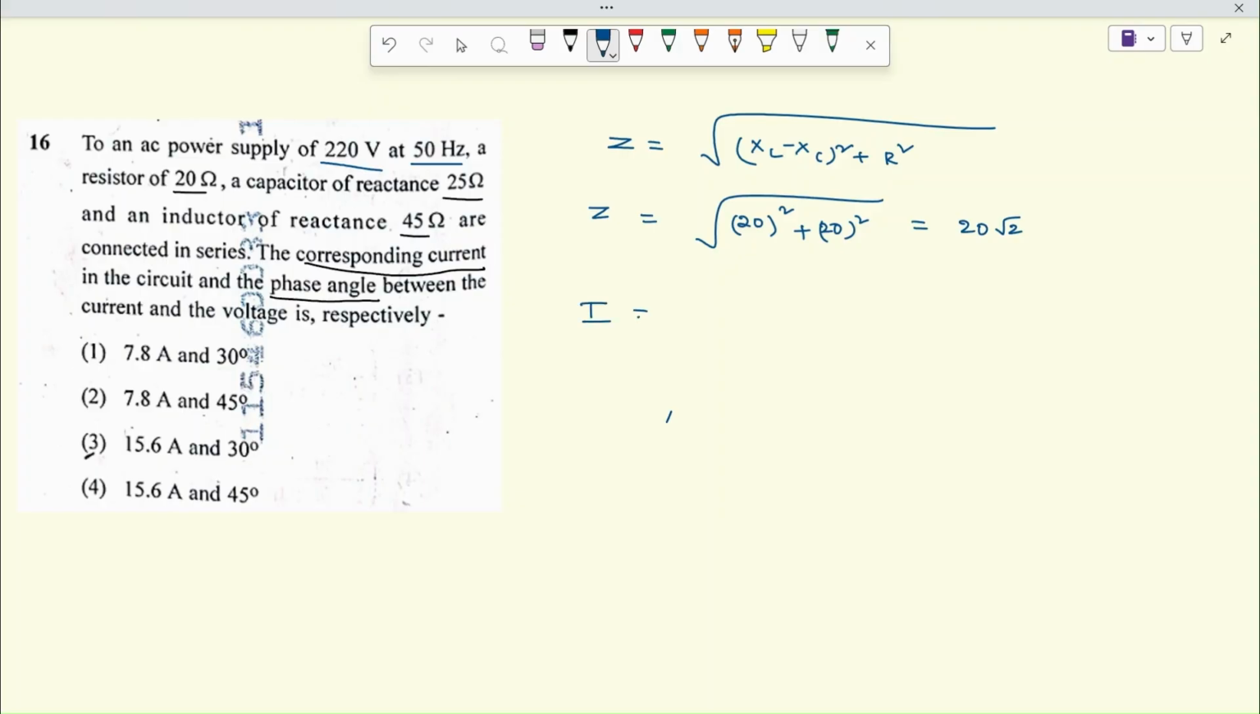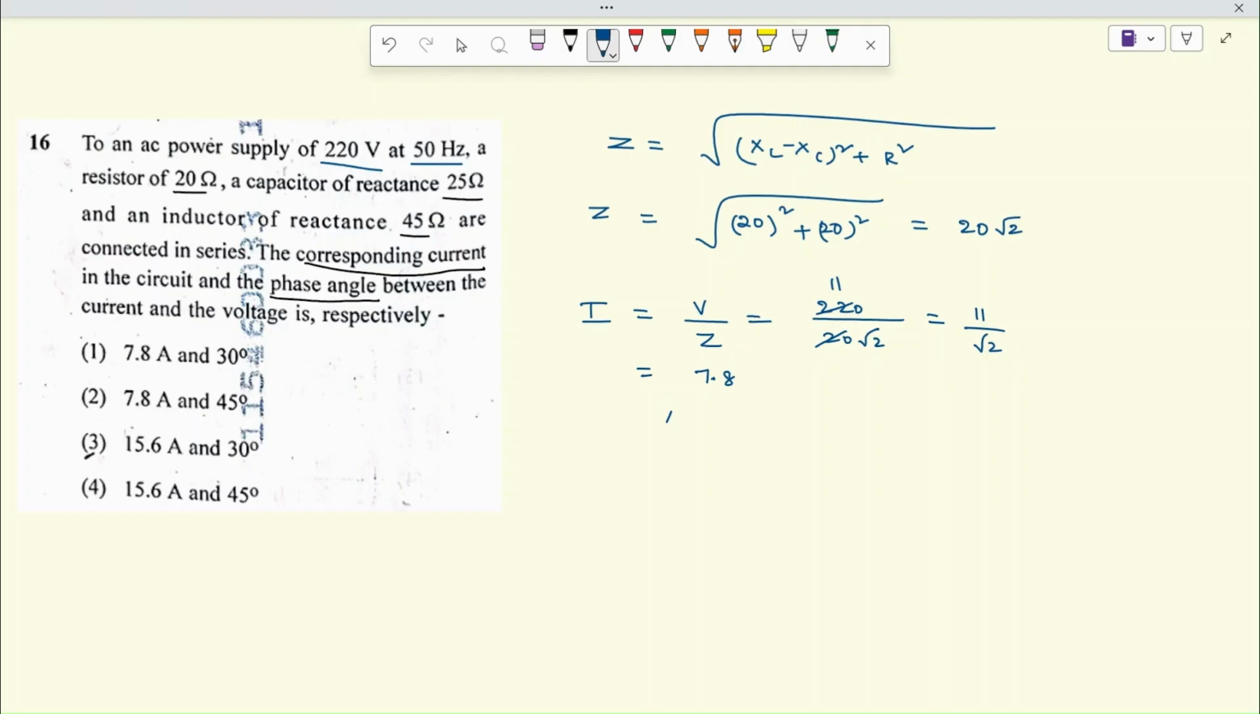And what is the current? V by impedance. Okay, peak current is peak voltage by impedance, RMS current is RMS voltage by impedance. So this is 220 by 20 root 2. How much? This one 11 times 11 by root 2. Okay, it is approximately 7.8 will come. 11 by root 2, 11 by 1.4, it is something between 7 and 8. So we are going from the option 7.8.